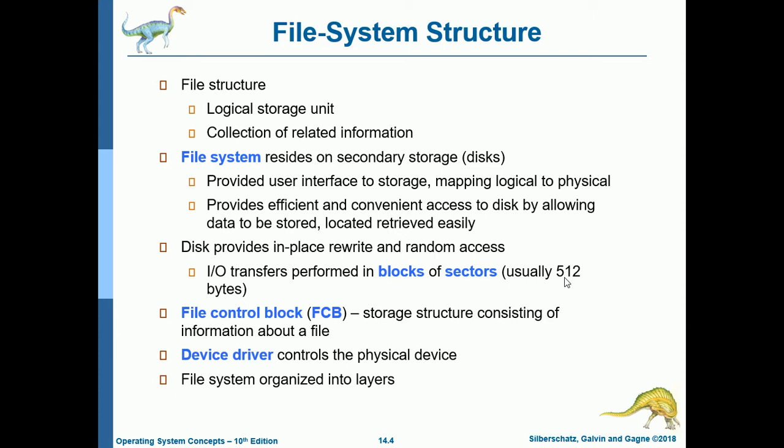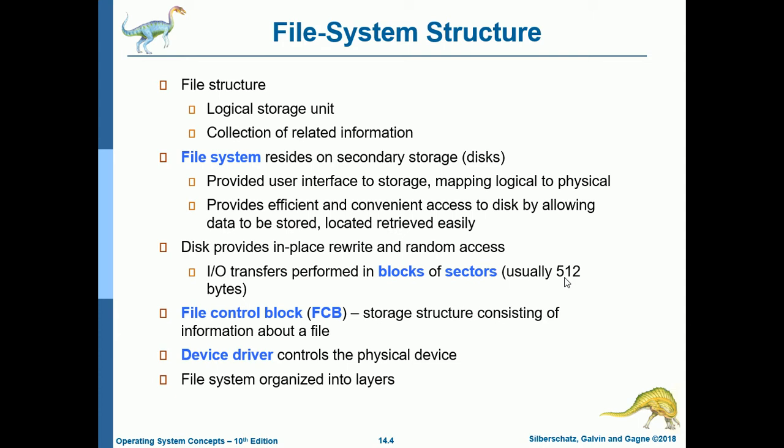And then the file system resides on secondary storage or disks. The file system provides a user interface to storage, mapping logical to physical, and provides efficient and convenient access to disk by allowing data to be stored, located, and retrieved easily. So that is the function of the file system. For us users, actually we do not care how our file is stored. As long as we save that file in our hard drive, we see that it is already saved. But how it is implemented and how it is saved is actually not our concern.